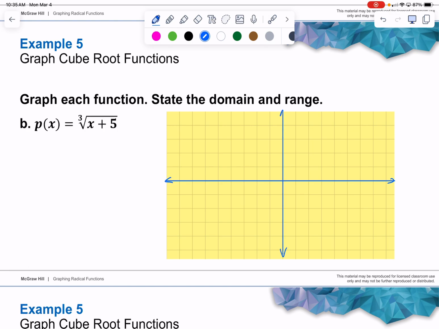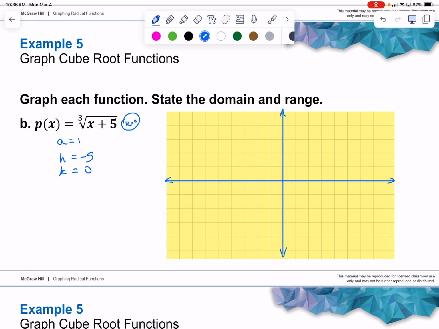Just trying to make sure I've got enough room here. So I've got the cube root of x plus 5. What's my a value here? 1. And my h value? -5. And my k value? 0. There's nothing over here, so k equals 0, okay?